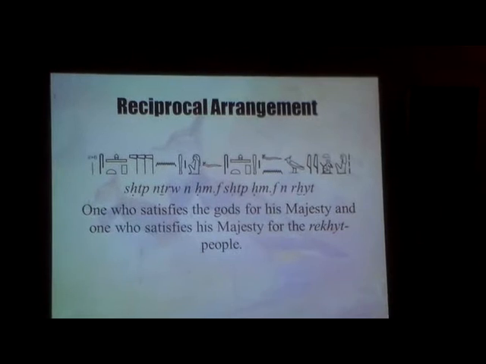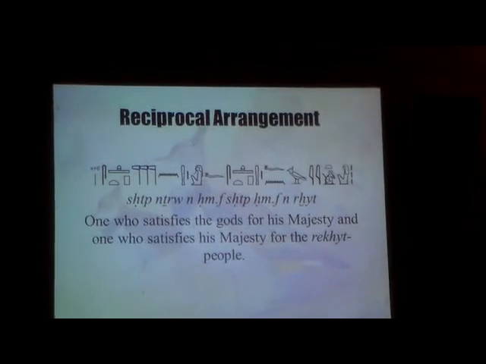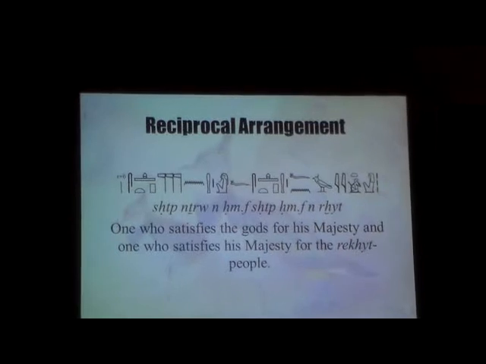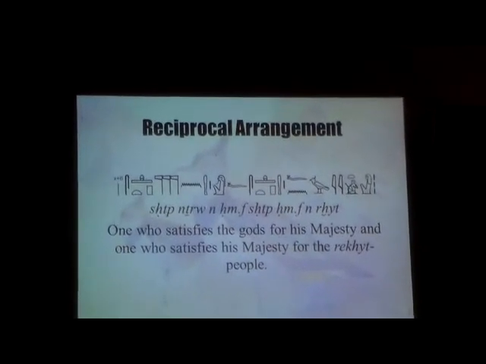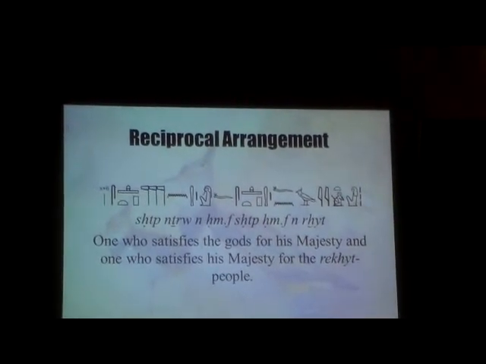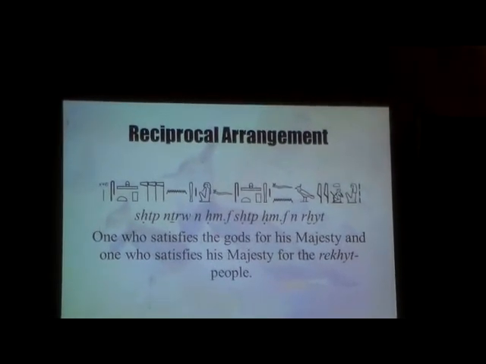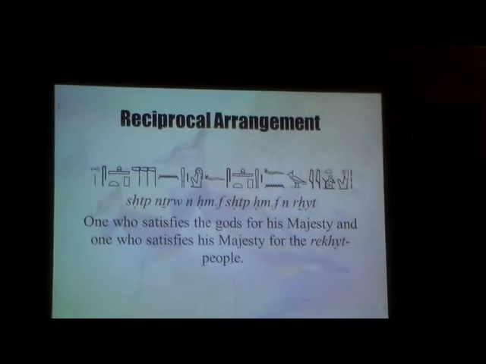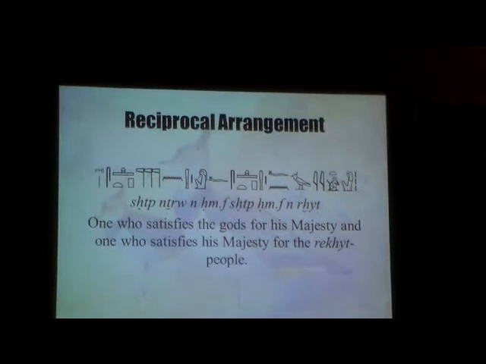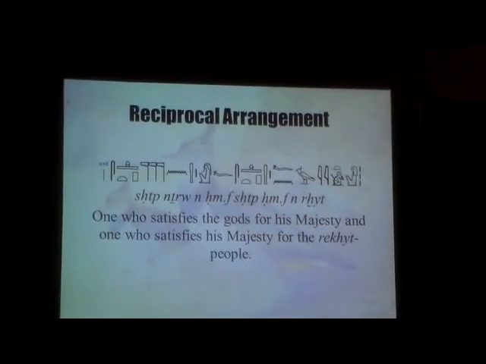And actually, you can see that this is a reciprocal arrangement. Everyone is benefiting: the rekhyt people, the pharaoh, and the gods. And here's an inscription that really sums it up. This is one from the Middle Kingdom, of an official who is described as one who satisfies the gods for his majesty. So he's playing the role of the king, satisfying the gods, and one who satisfies his majesty for the rekhyt people. And here he's playing the role of the rekhyt people, satisfying his majesty. So he's taken all roles, ensuring that you have cosmic order. It's really summed up brilliantly in this inscription.